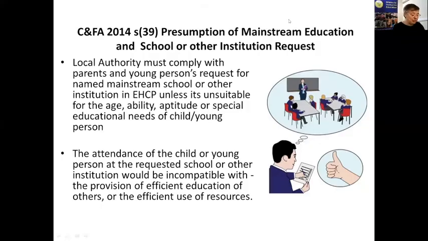For children and young people with education healthcare plans, the starting point is Section 39 of the 2014 Act. This requires the local authority to comply with most requests for a particular school or college to be named in the education healthcare plan. If these exemptions apply, the local authority must then identify a school or college, or a type of school or college, that is appropriate for the child or young person.